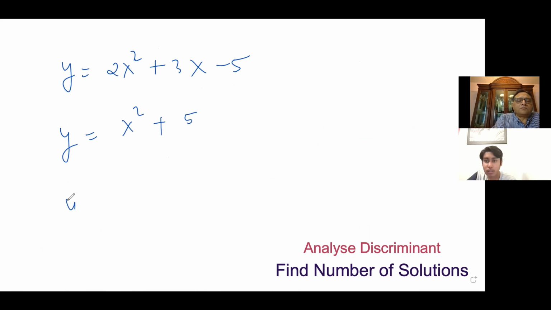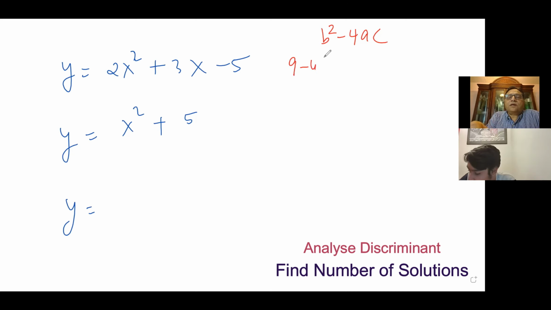Looking at roots, these are the x-intercepts. You only calculate the value of b square minus 4ac and check. In this case, b square will be 9 minus 4 times a and c, which is 2 and minus 5. So it is always greater than 0, right? Do you see that? Because a and c have opposite signs, the product is negative, so the discriminant is positive.